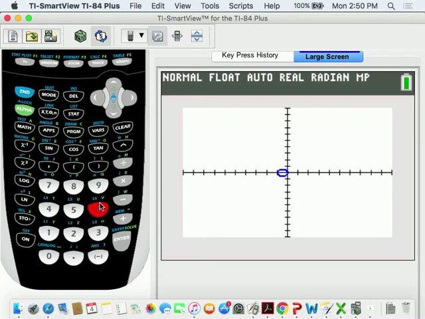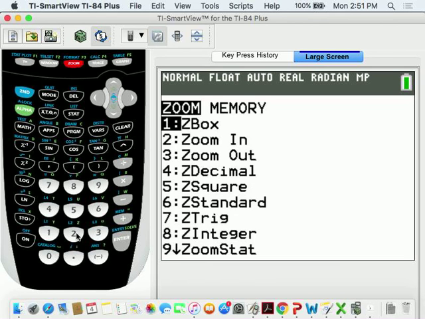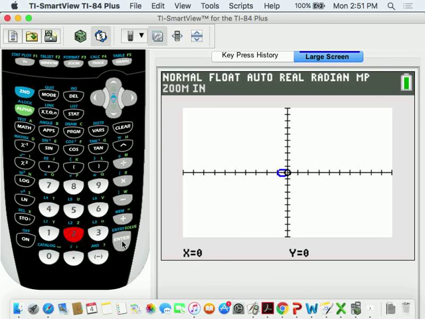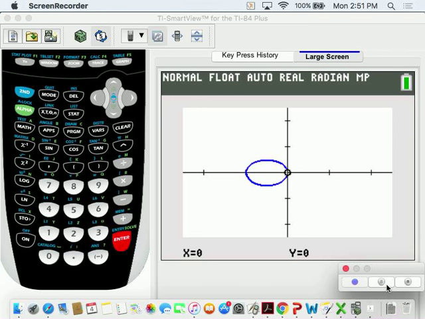If you did zoom 6, did you get something that looked like this? Anybody not get anything that looked like this? Zoom in: press zoom, go to option 2, and click enter. Now isn't this a circle? I know it maybe looks more like an oval, but it's a circle, yeah? And isn't it symmetric about your polar axis? That's because it was a cosine. Remember, it was negative cosine. Cosines are symmetric about that horizontal polar axis. There you go. Nice and simple, right?